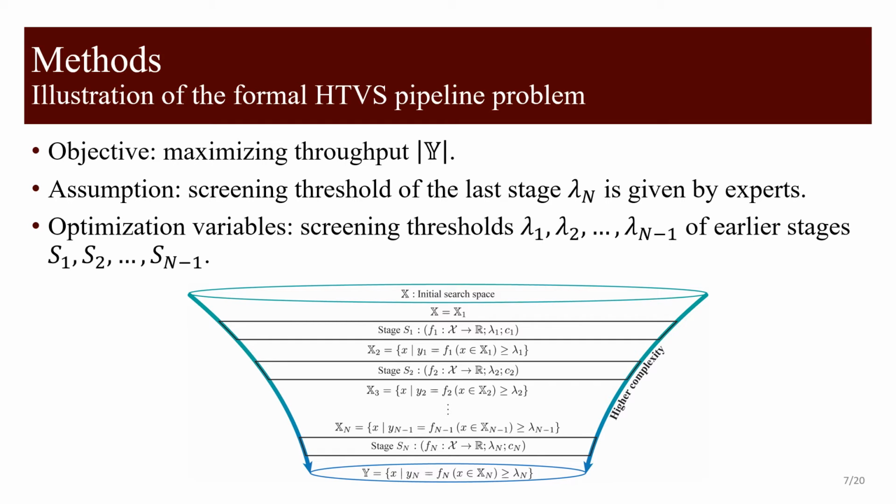Here, our main objective is to maximize the throughput with proper consideration of the computational budget. This is done by optimizing the screening thresholds lambda 1 to lambda n-1. Note that we assume that the screening threshold of the last stage, lambda n, is given by experts. This assumption is reasonable, because usually such HTVS pipelines have been used to minimize the number of samples for accurate experimental evaluation involving human experiments, which is more often than not much more expensive.